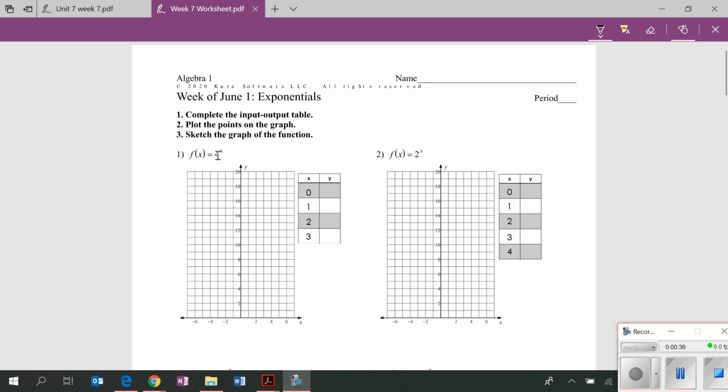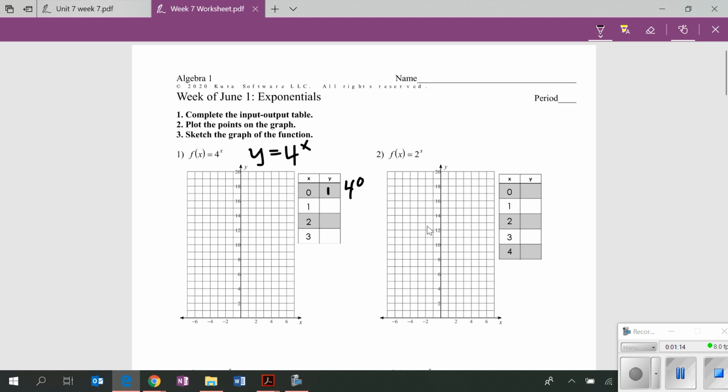So number 1, we're starting with 4 to the x power as my function. Remember, f of x is a function. It really is the same as if I said y equals 4 to the x power. That's where my input-output table comes in handy. For x equals 0, y is equal to 4 to the 0 power, and remember that anything to the 0 power is always 1. So that's your first value there.